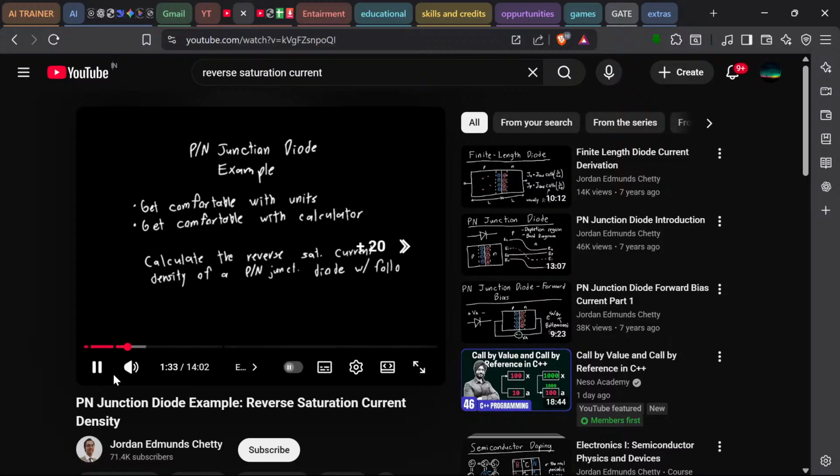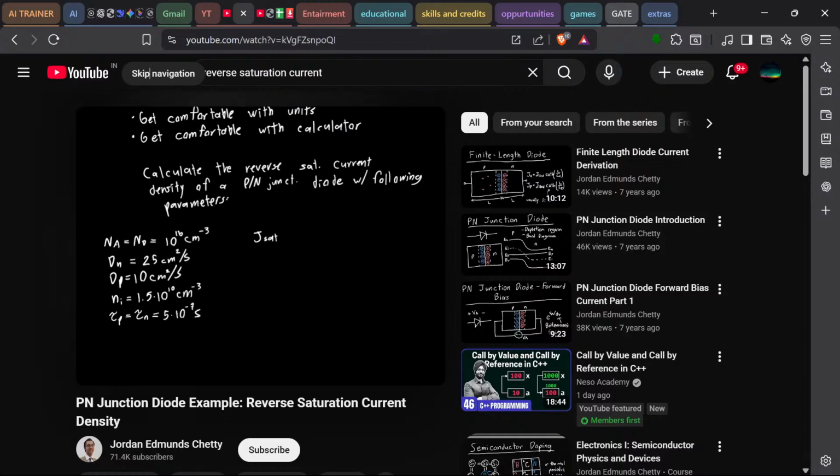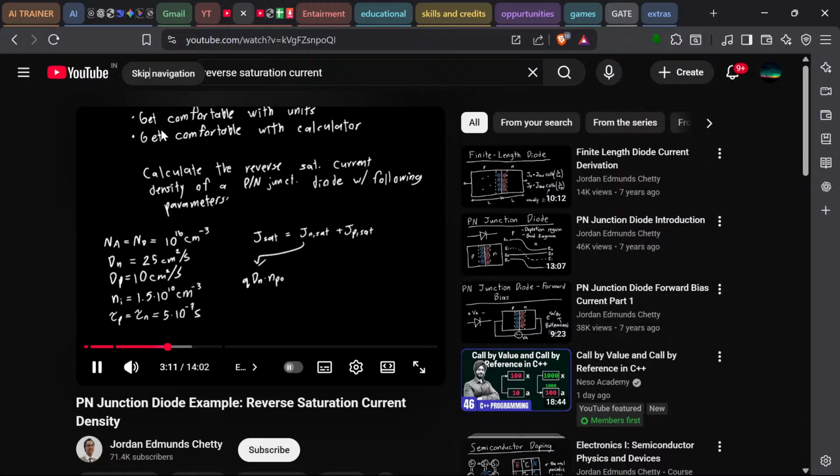So for a reverse biased PN junction, we're going to try and find the reverse saturation current density JSAT. So how do we do this? Well, we know that JSAT is just equal to two components, JNSAT plus JPSAT. And we always want to start out with the simplest possible formulas, and then we'll break them down piece by piece, and then we'll sort of work backwards to actually find ourselves an answer. And we'll be checking at each point to see if the answer seems reasonable. So we know that the reverse saturation current density for electrons is just Q times Dn times NP naught, where NP naught is the electron concentration on the p side at equilibrium, all divided by Ln.